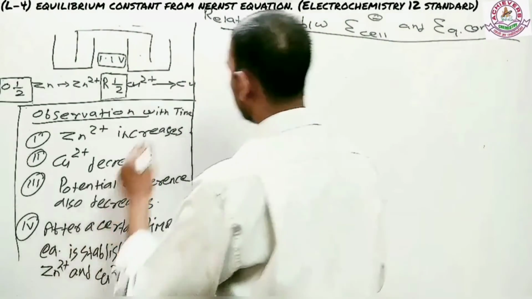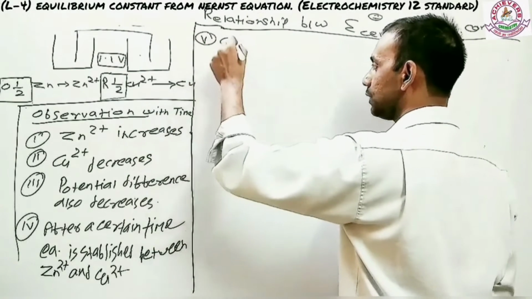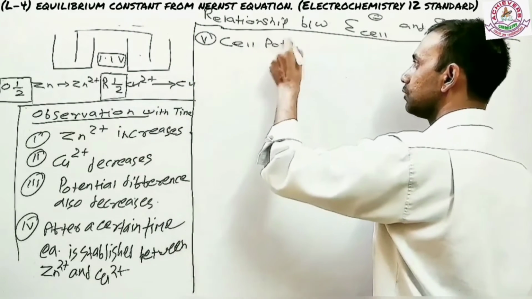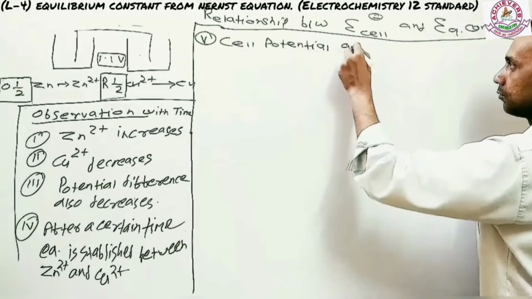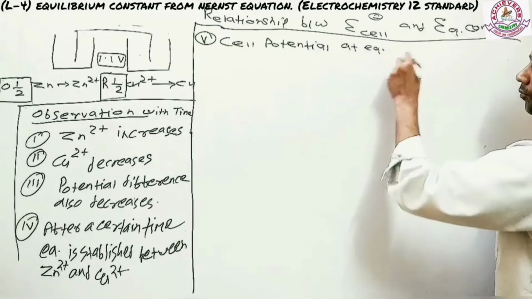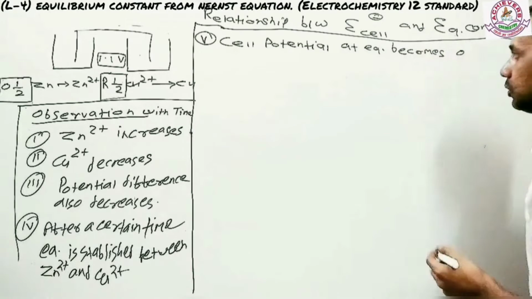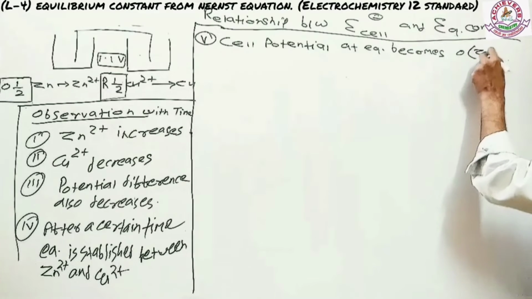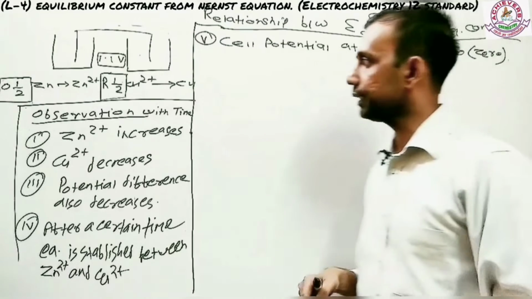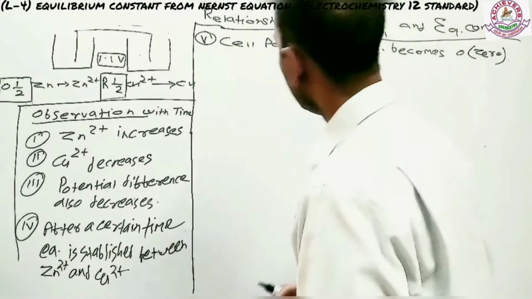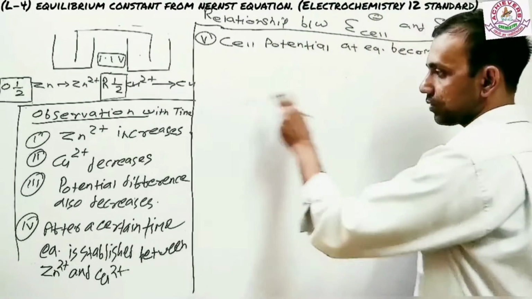And the last one is that the cell potential at equilibrium becomes 0. So this is very important. The cell potential at equilibrium becomes 0. Why? Because no further reactions are taking place, no further oxidation or reduction is taking place, or you can say the rates of oxidation and reduction both fall into the equilibrium category. So these are the 5 observations.